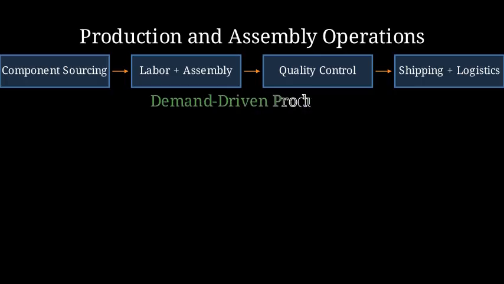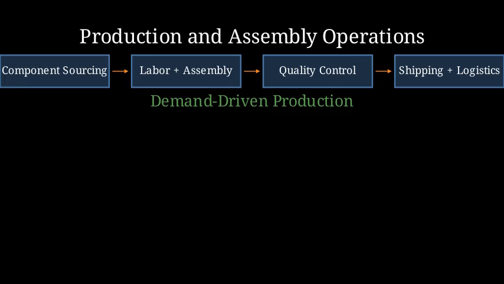In many business simulations and manufacturing models, the most accurate description of this process is that it is demand-driven. That means you only produce and assemble what you expect to sell, so you don't end up with too much inventory sitting in a warehouse. This demand-driven idea affects how many workers you schedule, how many parts you order, and how many units you build.